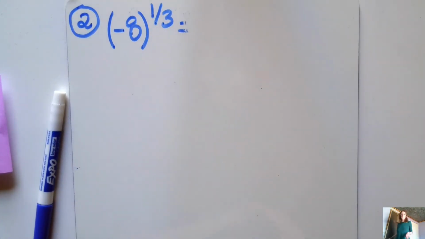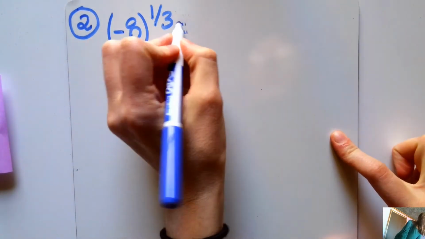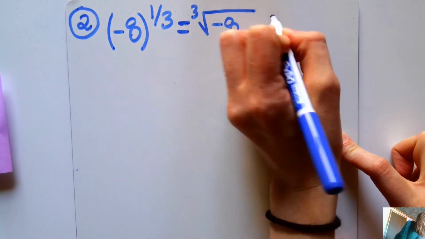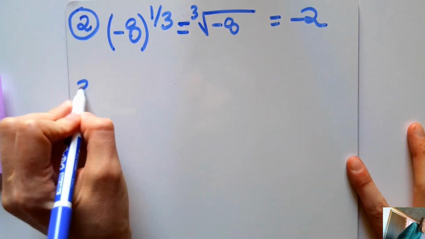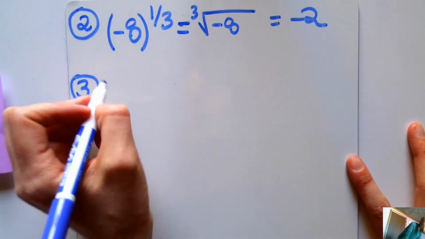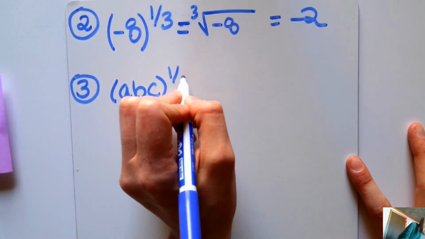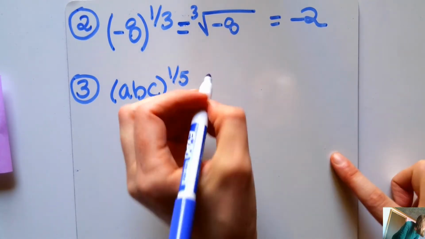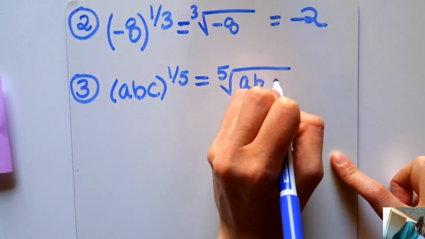All right, so continuing where we left off, we've got negative 8 to the 1/3 is equal to the cube root of negative 8. That's equal to negative 2. Okay, say we have (ab) to the 1/5. Then we can just say that this is the 5th root of ab.